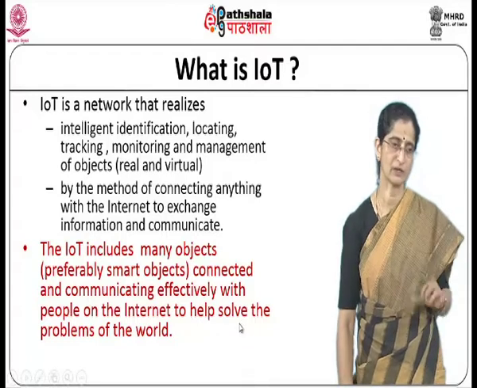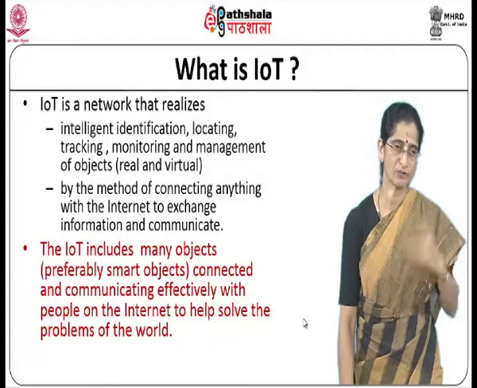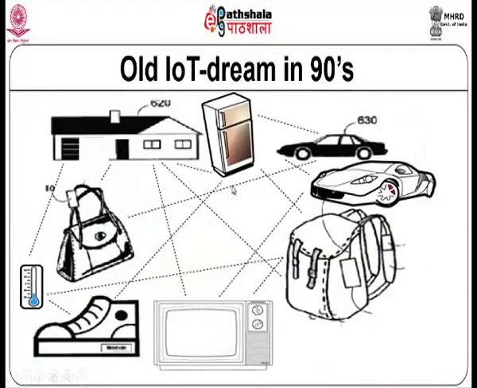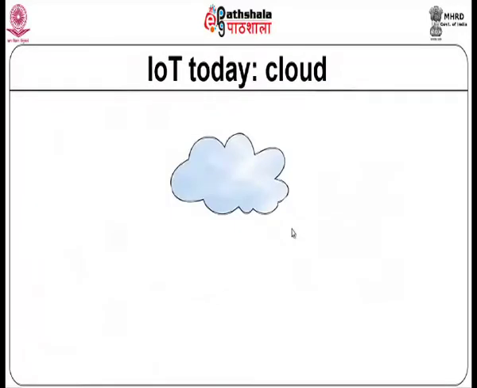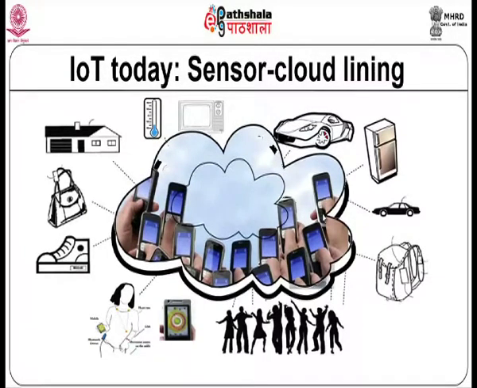This is the overall understanding of IoT, and it is with this understanding that it has been evolving. We had an old IoT dream in the 90s, where we talked about different devices and how devices should be able to talk to each other. That was one of the things it started off with. But there were no people in the loop, and now that has changed. Today you have the cloud and mobiles, and we have sensors, cloud and mobile all connected together. And obviously there are people connected to this.